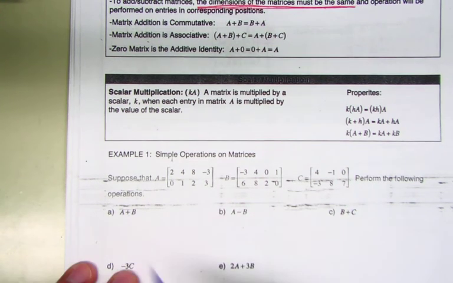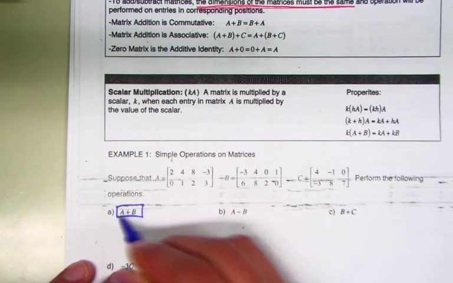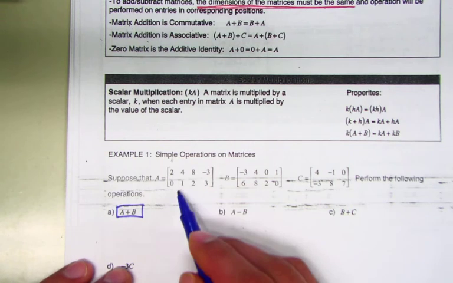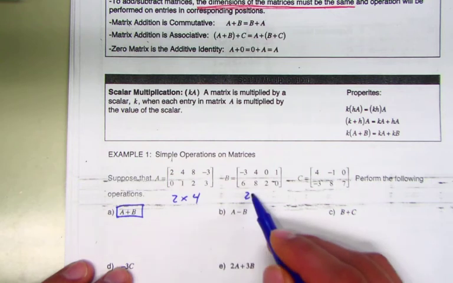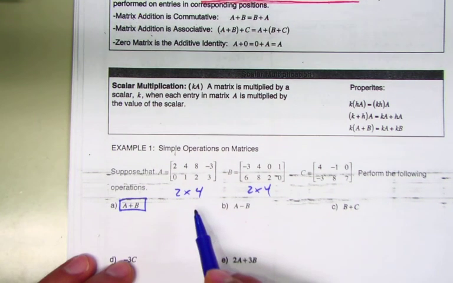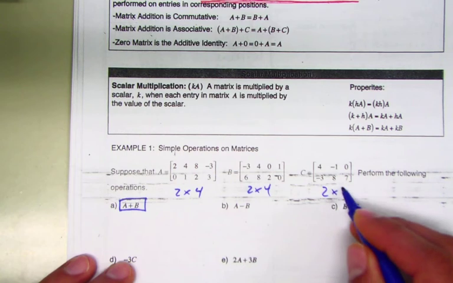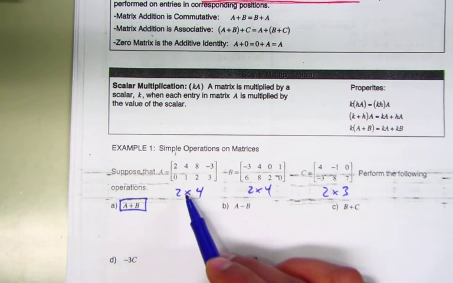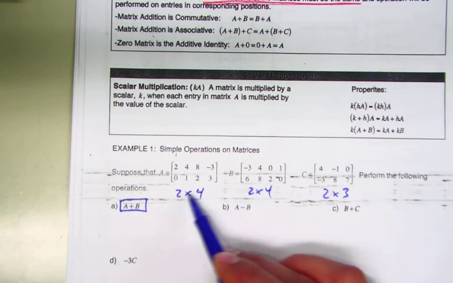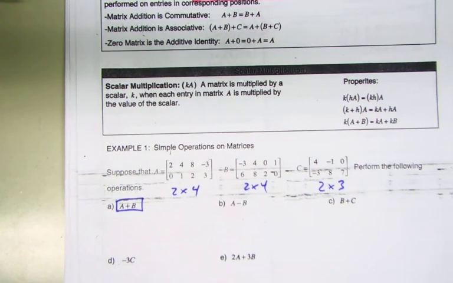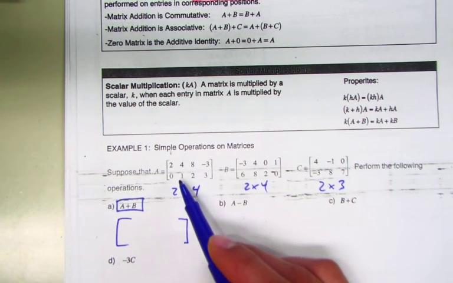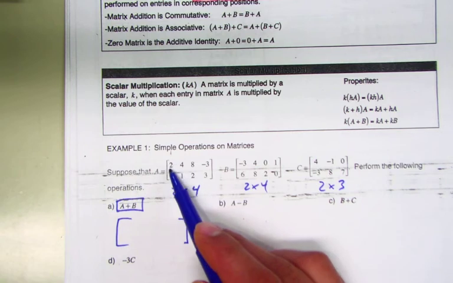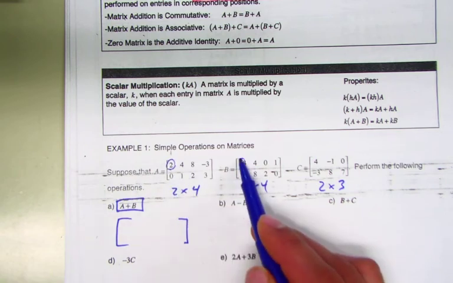So real simple, to add A and B together, if this is A, what is this? 2 rows by how many columns? 2 by 4. This is a 2 by 3. When you add, the dimensions will be exactly the same as the two things you're adding. And it's pretty simple. All you're going to do is add every number that corresponds to the same spot.